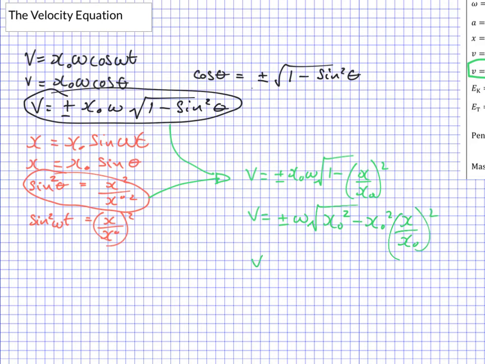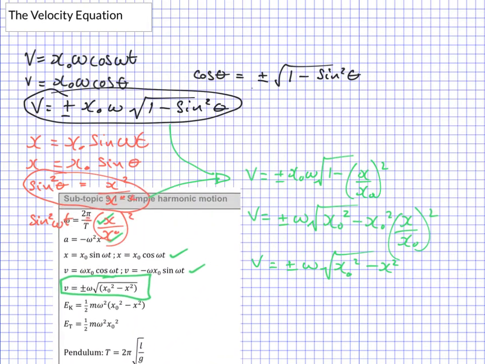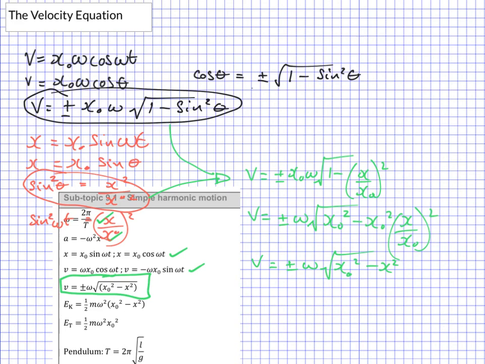And we can cancel some things out here. And what are we left with? Well, we're left with omega, plus minus omega, and then the square root of x naught squared minus x squared. And that there is our equation that we were trying to get to. Let's have a look at it down here. There it is, our velocity equation.